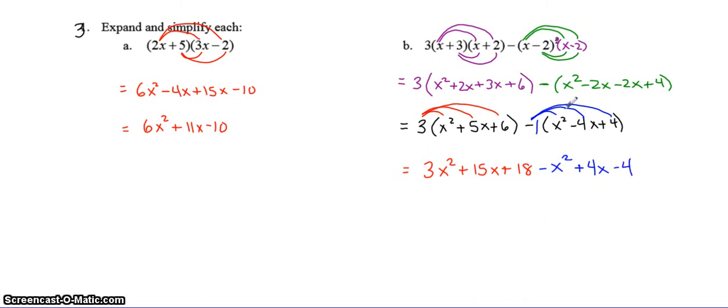Please remember, when you FOIL these brackets, you've got to keep them in brackets here and then distribute it with a negative afterwards. Last step, collect all like terms. 3x squared minus x squared is 2x squared. 15x plus 4x is 19x. And 18 minus 4 is 14.